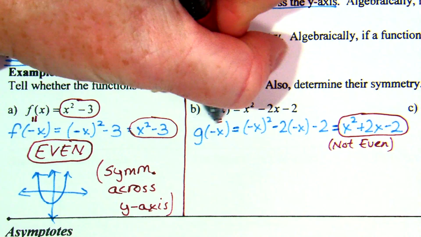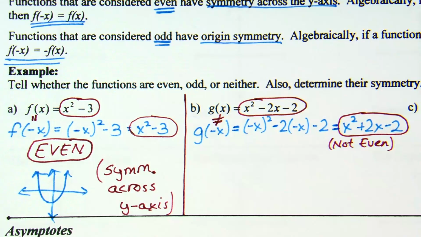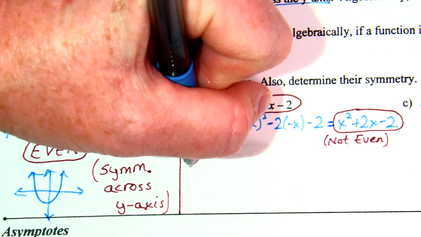Okay, so that one. Those guys were not equal. So what do I need to find next? Not graph yet. We need to find negative g of x, because if it's odd, that one's going to be necessary. So now, let's find negative g of x.